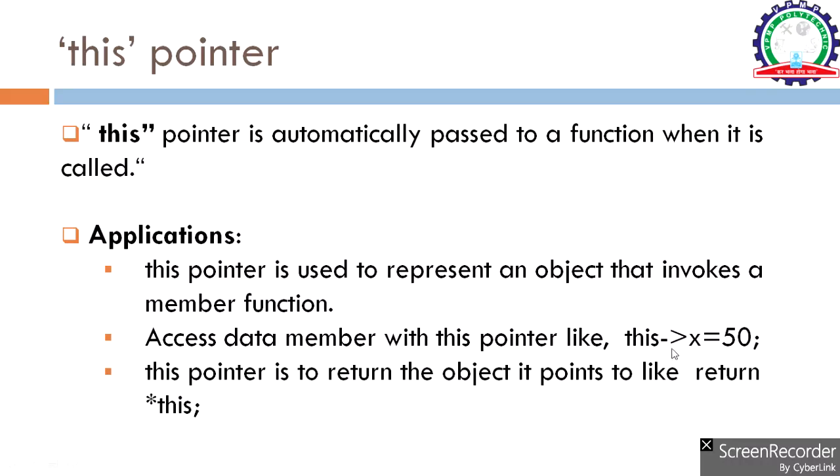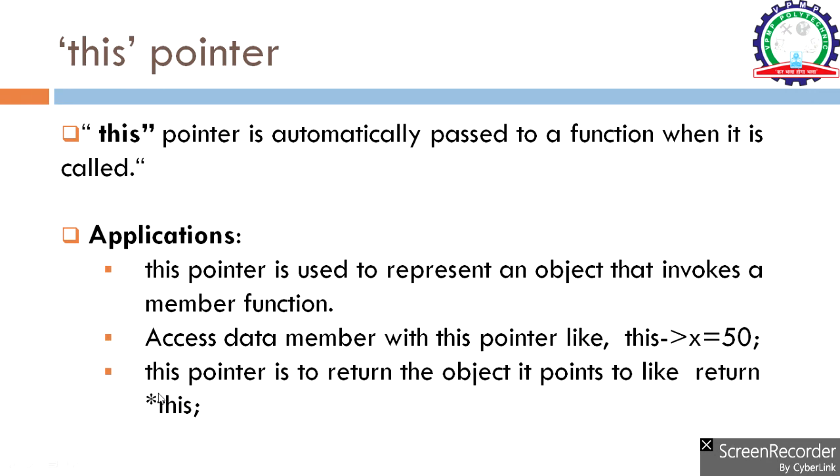Then the second application is to access data members with the this pointer. The method is this arrow data member name, for example this arrow x equal to 50. So this is the way we can assign a value to our data member using the this pointer. This value x equal to 50 will be assigned to the data member x of the particular object which is currently accessing the member function.